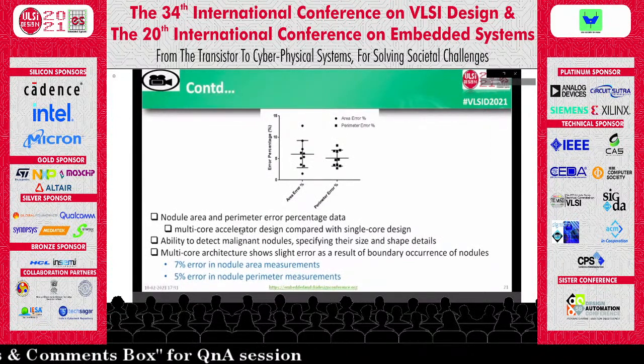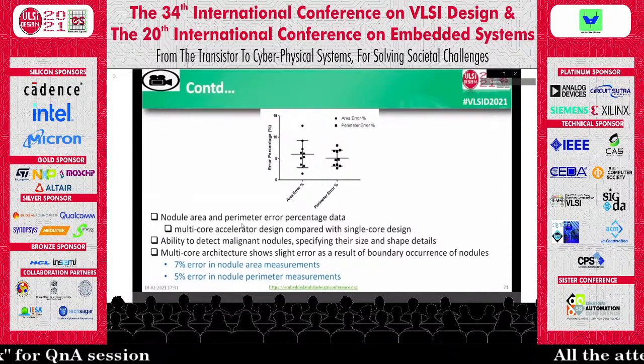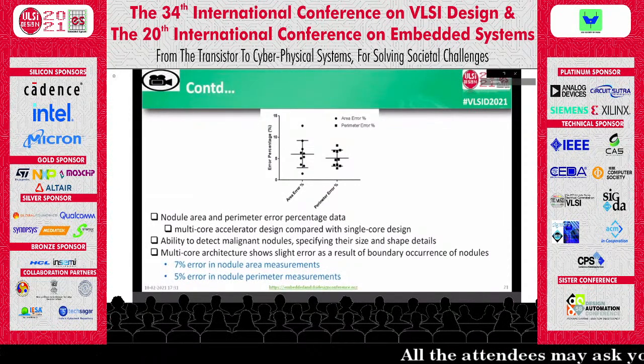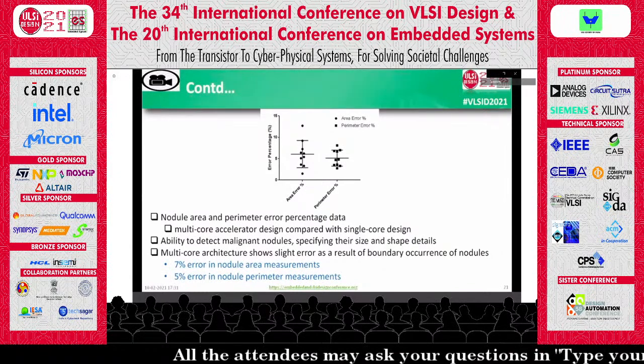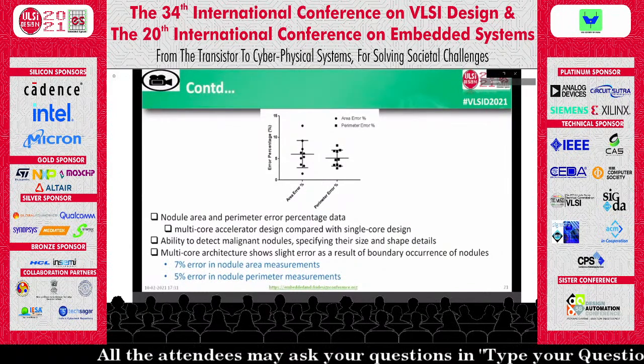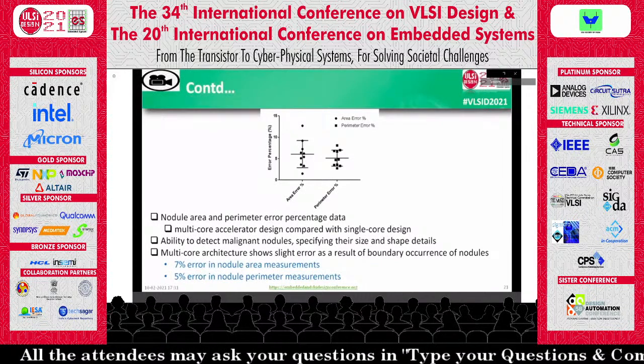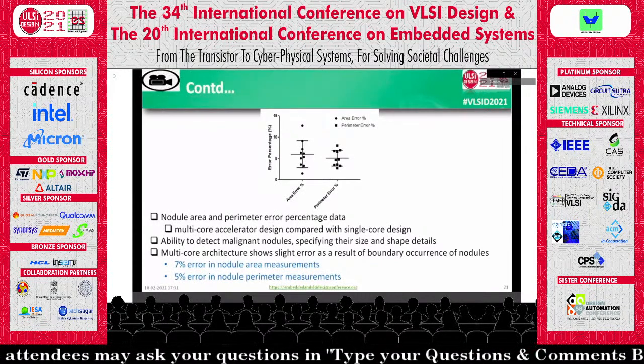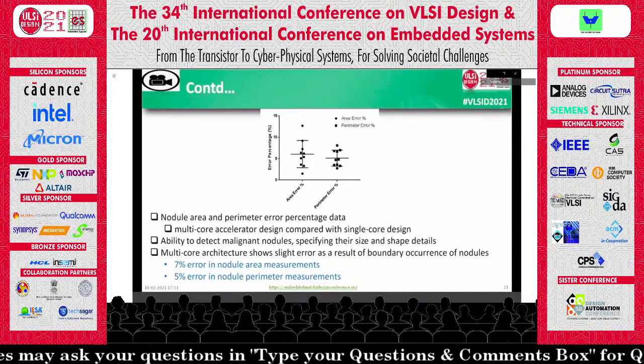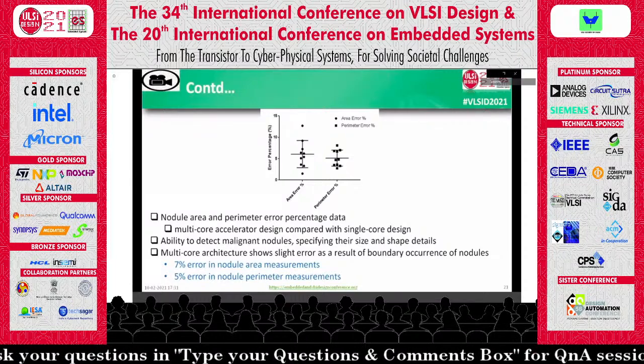In this, I would like to present the clinical survey analysis for the detected pulmonary nodules with respect to area error and the perimeter error. So nodule area and the perimeter error percentage data is presented here. Multi-core accelerated design compared with a single core design.